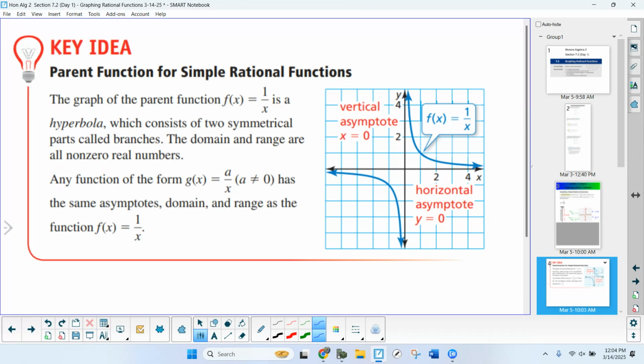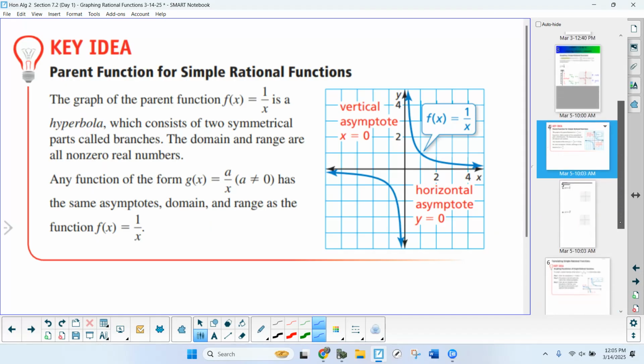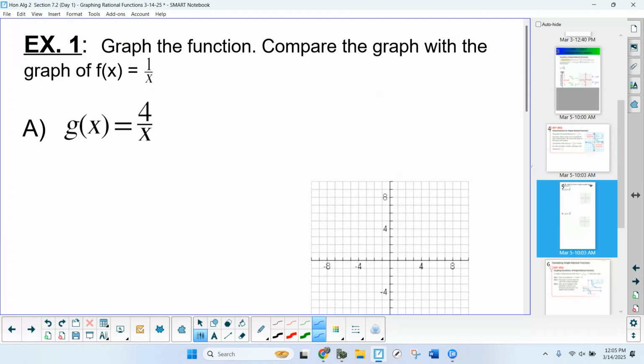Oh, and it's called a hyperbola. That's the name. Okay, you guys know that x squared is called a parabola. That's the name of that shape. This shape is called a hyperbola. It has 2 symmetrical branches. And we talked about domain and range. Okay, and we talked about the parent function. So we've talked about all that. So let's go ahead and let's get to this and let's graph it.